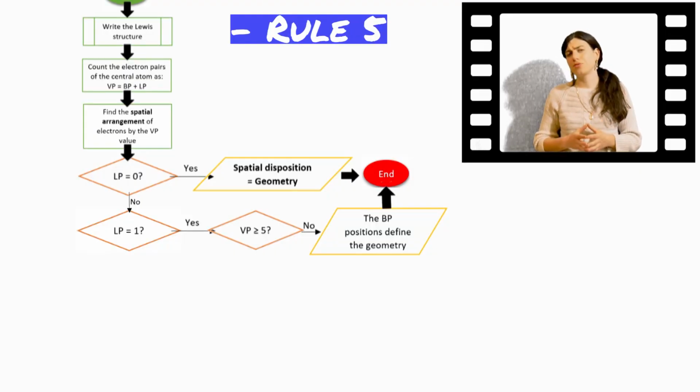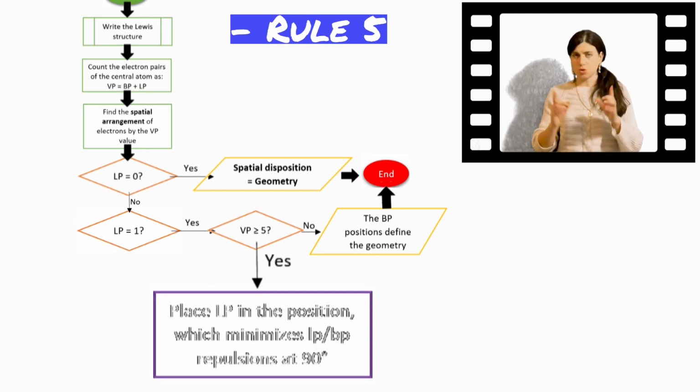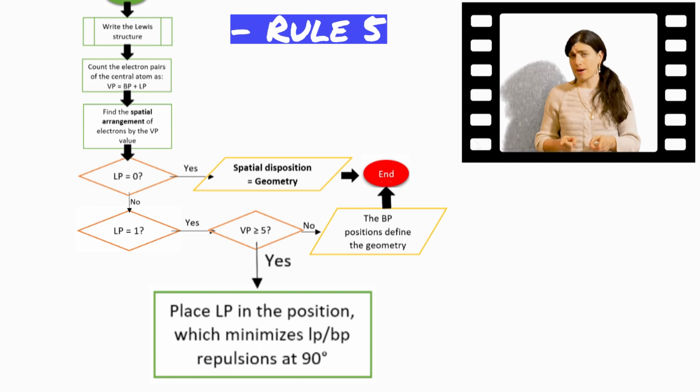Now let's go back to our flowchart. What happens if, in the same case as before, with one lone pair, we now have VP which is greater or equal to 5? In this case you will have the problem of where to place the lone pair. So you have to place the lone pair in the position in which the repulsion between lone pair and bond pair at 90 degrees will be minimized.